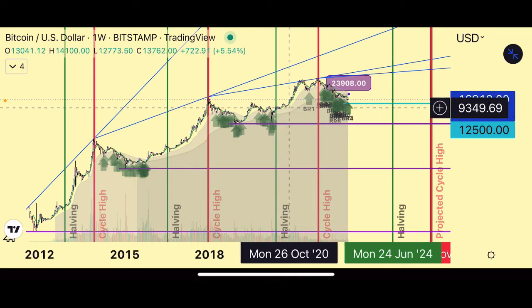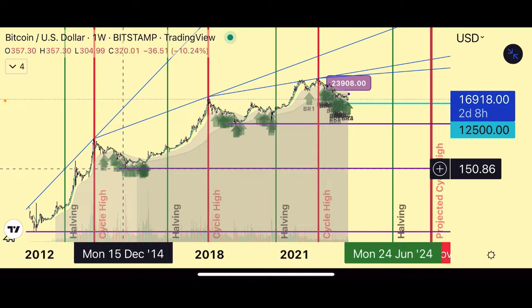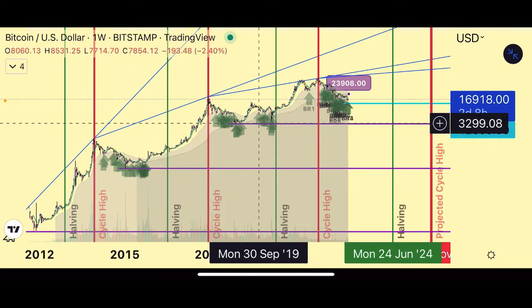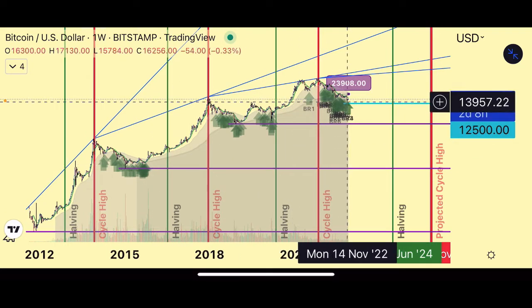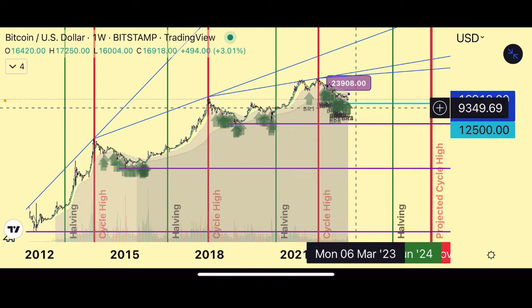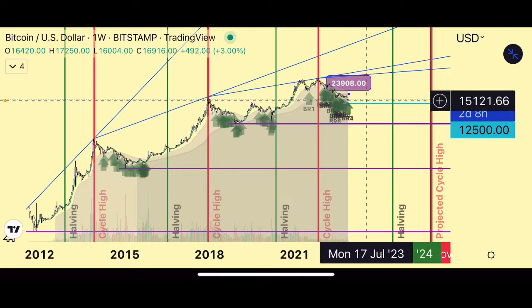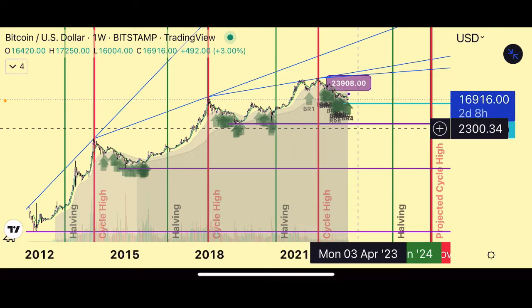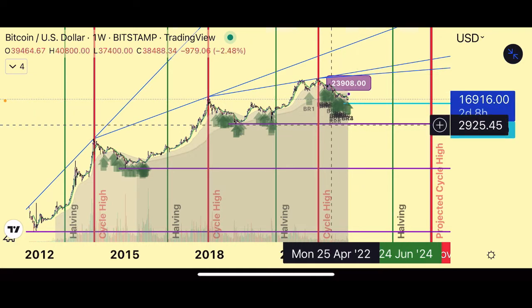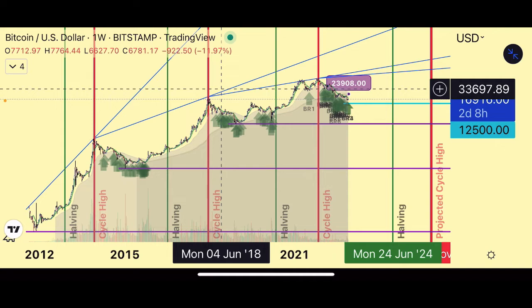Other things I've noted here are the cycle lows, which are the purple lines. And then I have a projected cycle low here, which is the teal line, which I have at 12,500 as the cycle low for that. So it may or may not get there.